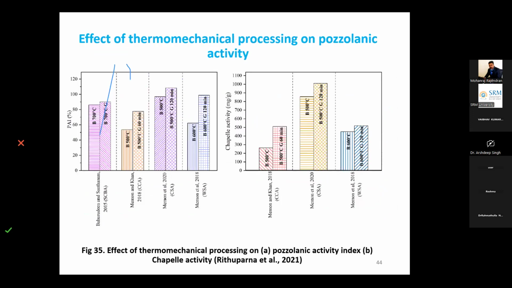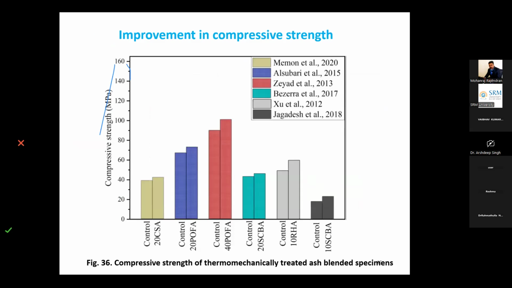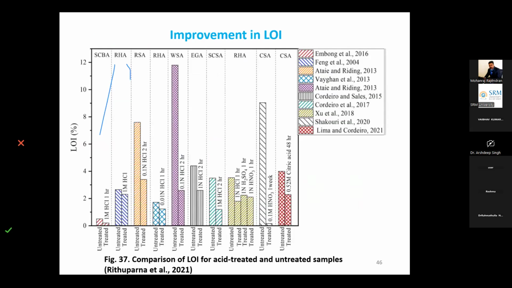Then the benefit of it is the effect of thermomechanical processing on pozzolanic activity. Here it is shown that pozzolanic activity increases with this processing strategy. Similarly, improvement in compressive strength is found in the literature after the thermomechanical treatment. Then improvement in loss on ignition is visibly reported.